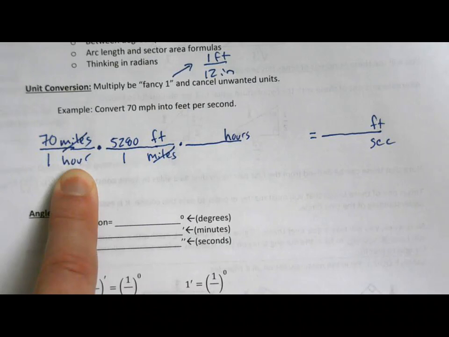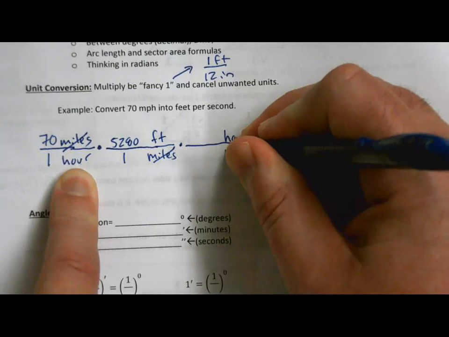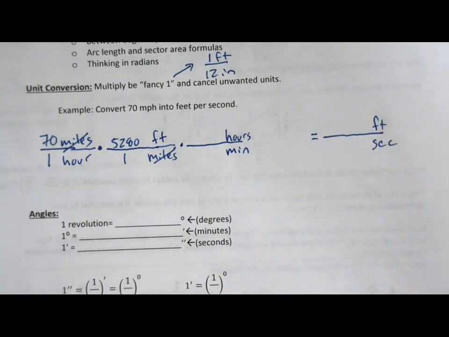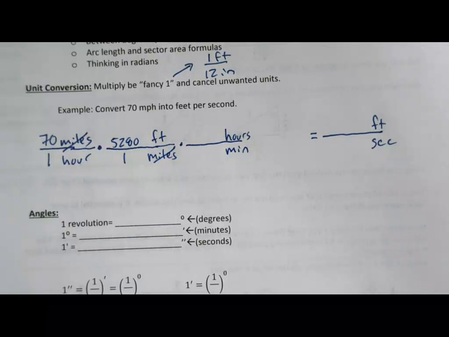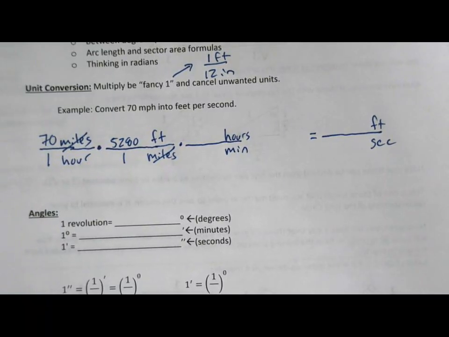And let's do this in a couple steps. Let's go hours to minutes. We could go hours straight to seconds, but let's do hours to minutes. That seems like a more natural progression there. Can you give me some numbers here that would make that work?